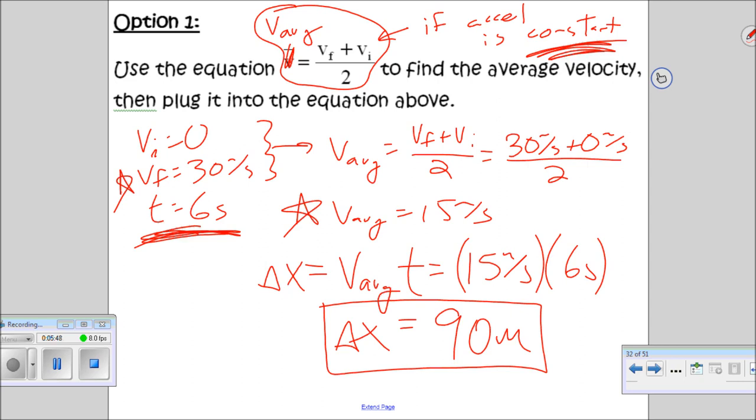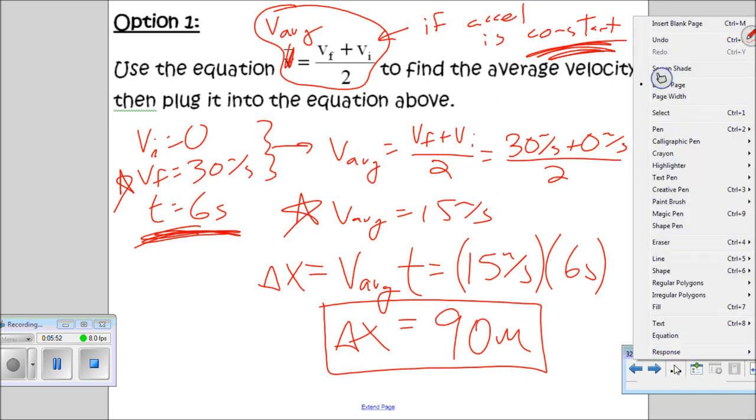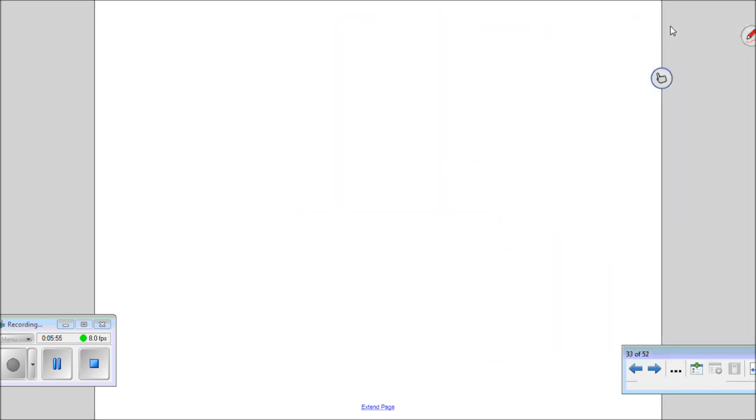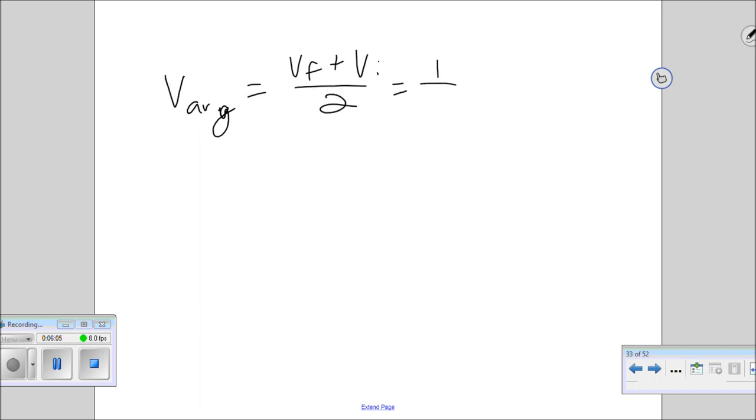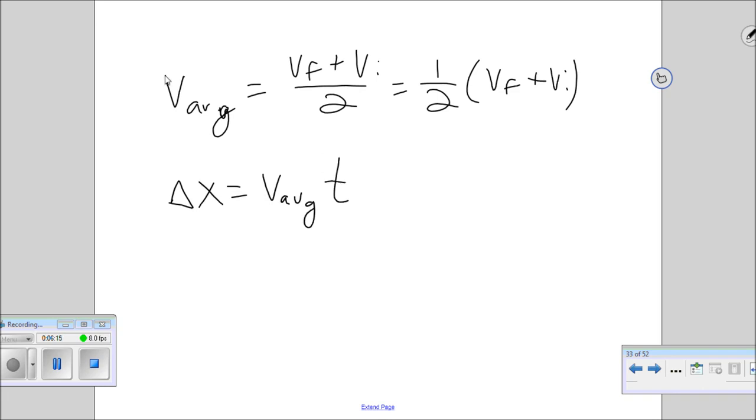So what I'm going to do here is combine these two equations. This gives us a new equation. What we just learned was this: V average is Vf plus Vi over 2. We could write that as a half of Vf plus Vi. And we know displacement is the average times time. So by substituting, we get one half Vf plus Vi times t.